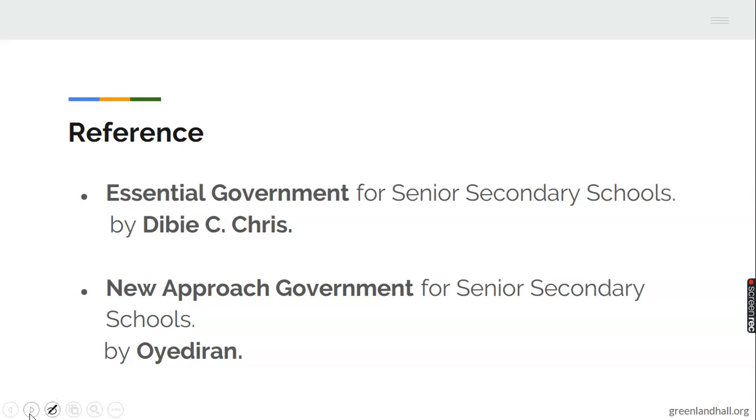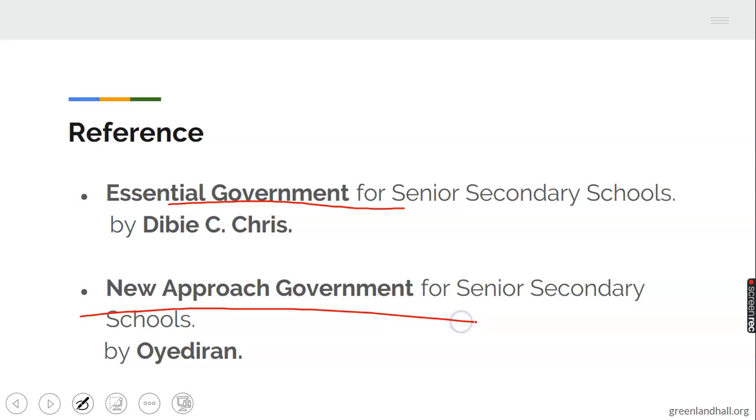Now, the reference materials. For you to study and understand this topic further, read Essential Government for Senior Secondary Schools by D.B.C. Chris. And also, New Approach Government for Senior Secondary Schools by Oyediran.